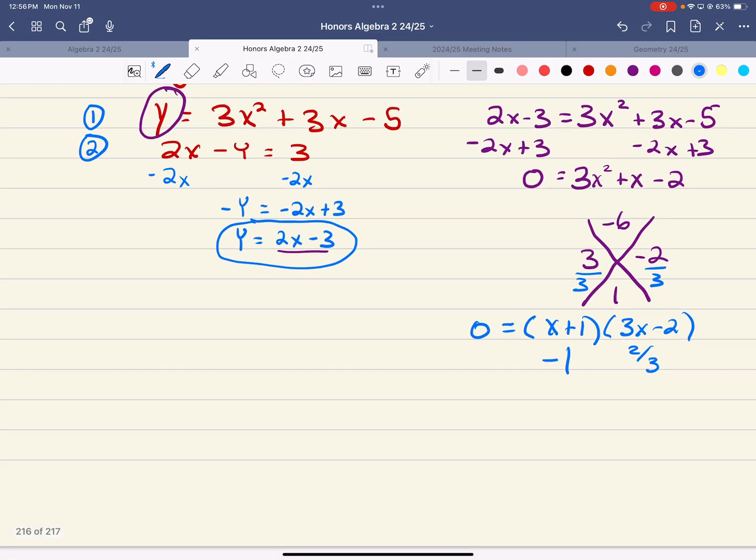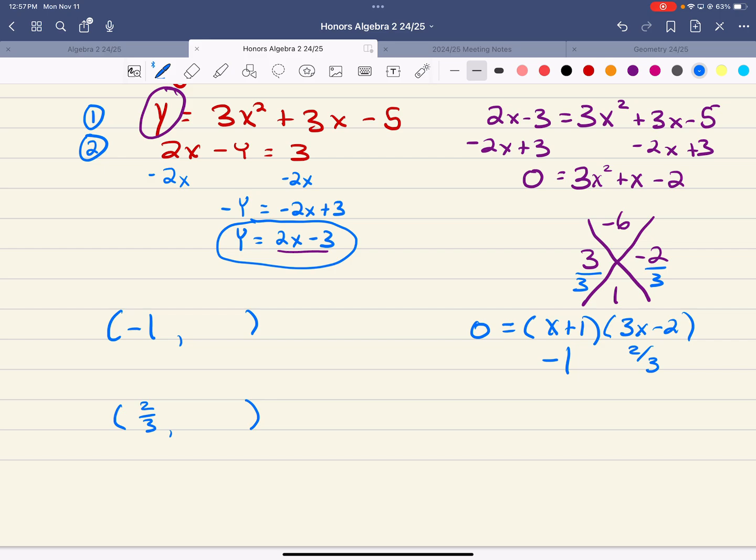Okay, so now I know my x values. I know my x values are negative 1 and 2/3. I don't know the y values yet. I have to find them. So don't get to this part and say, I'm done. No, you're not. You're trying to find a point where they intersect. That means you have to have an x value and a y value. This is just our x value. Which color do I plug it into? Red, purple, or blue? Where's the easiest place to plug it in? Red, purple, or blue?